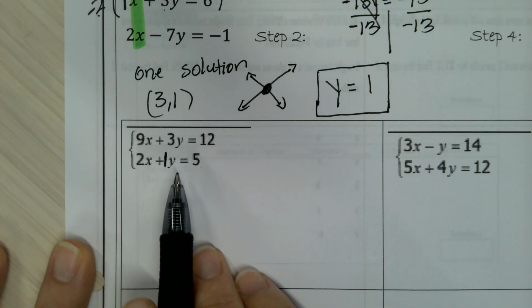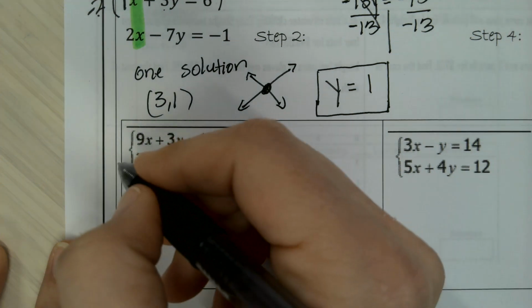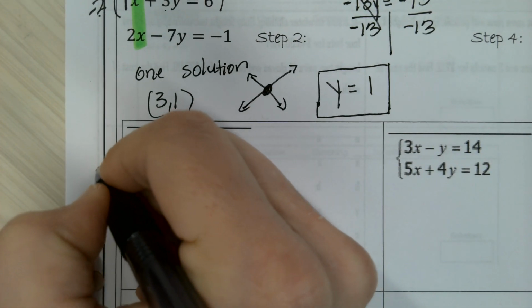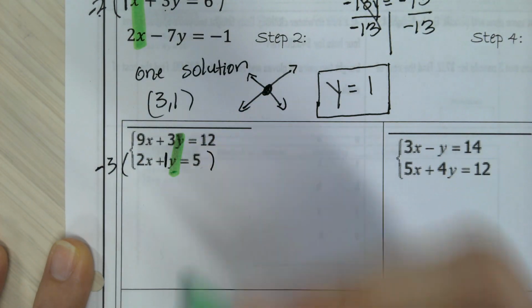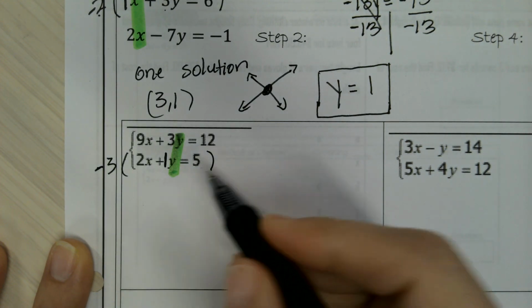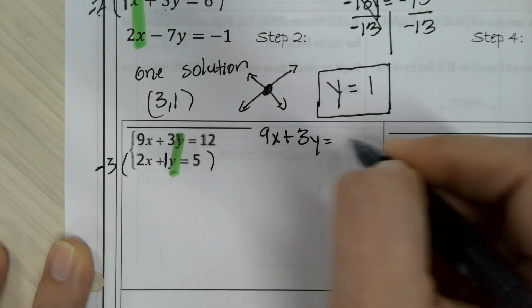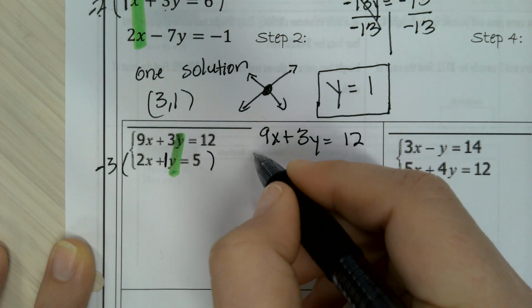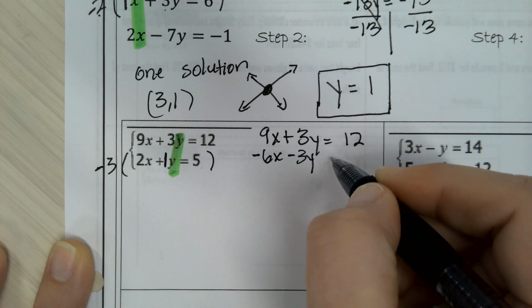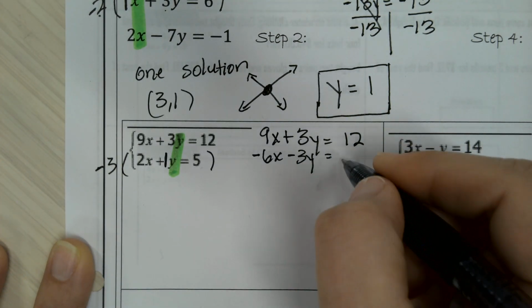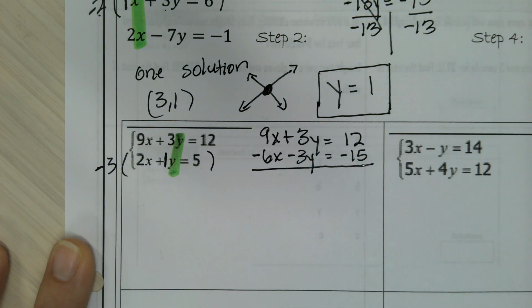I know I can get rid of y if I make this y term negative 3. So I'm going to change all of this by multiplying it by negative 3. That's my targeted variable. I'm going to eliminate y. Okay? So that involves rewriting the system after I manipulate the second equation. So this will become negative 6x, negative 3y equals negative 3 times 5, which is negative 15. And now I can go ahead and add them together and eliminate.